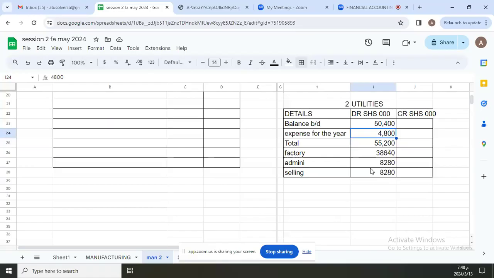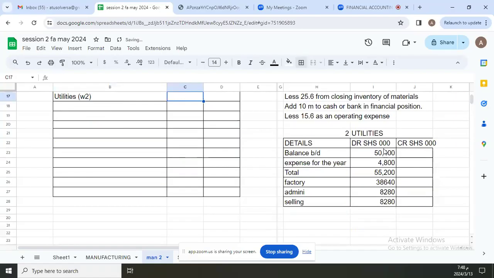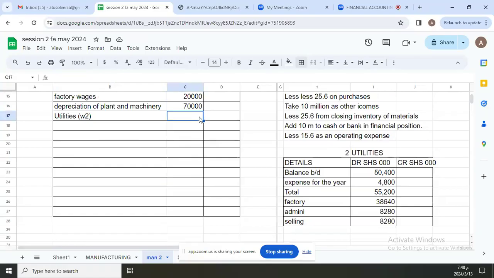So what we do, we still come here. When we come here, we are going to take, you show that it is working too. We said it is 38,640. So that one is done.